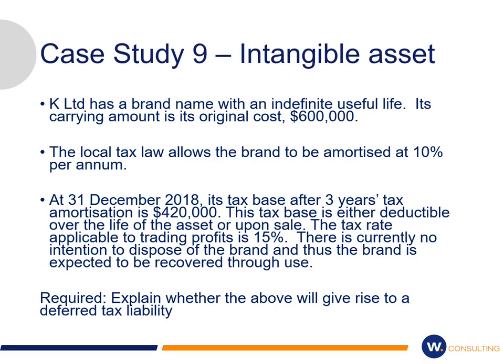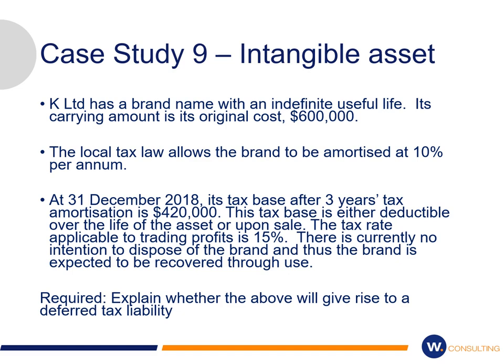Intangible assets. K Limited has a brand name with an indefinite useful life. Its carrying amount is its original cost of 600,000 US dollars. The local tax law allows the brand to be amortized at 10% per annum. So it's being written off over 10 years. As at the end of 31 December 2018, its tax base after 3 years tax amortization is 420. Yeah, that's correct because we're writing off 60,000 every year. 60 times 3 is 180. From 600,000, our balance is 420.